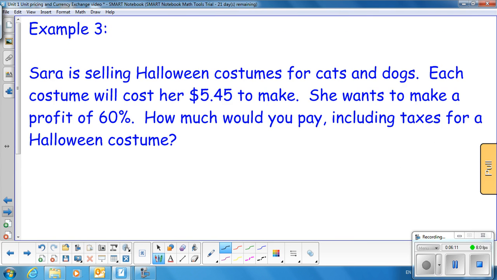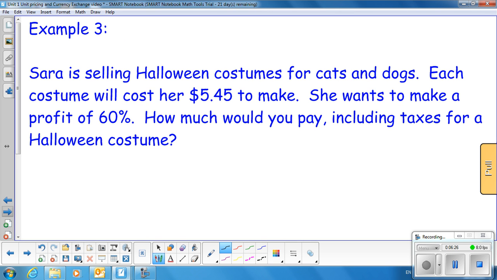Sarah is selling Halloween costumes for cats and dogs. Each costume will cost her $5.45 to make. She wants to make a profit of 60%. How much would you pay, including taxes, for a Halloween costume?